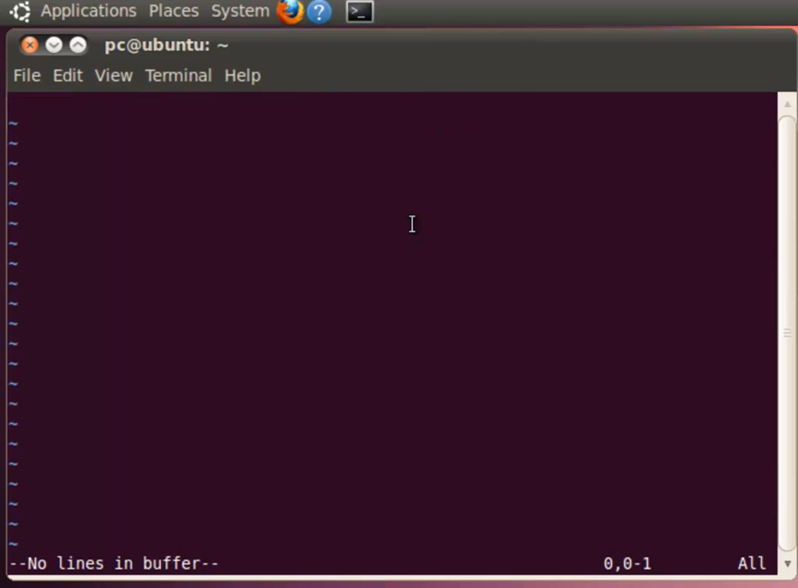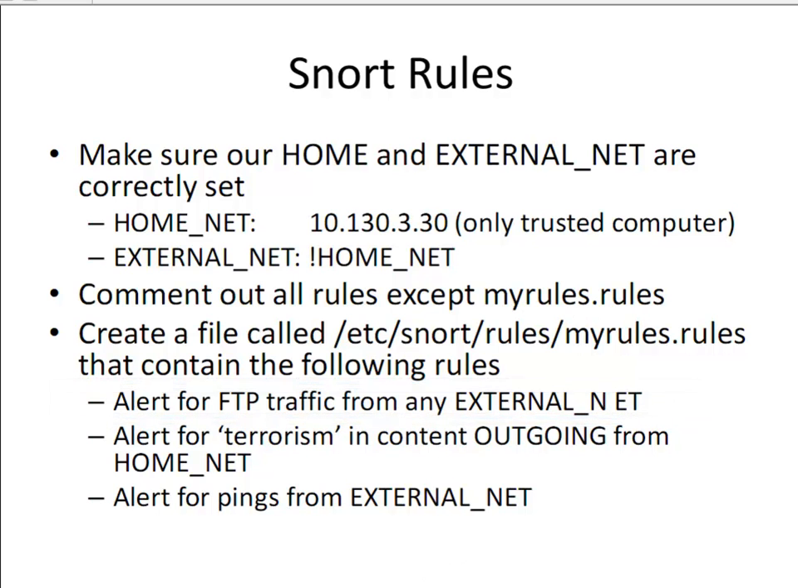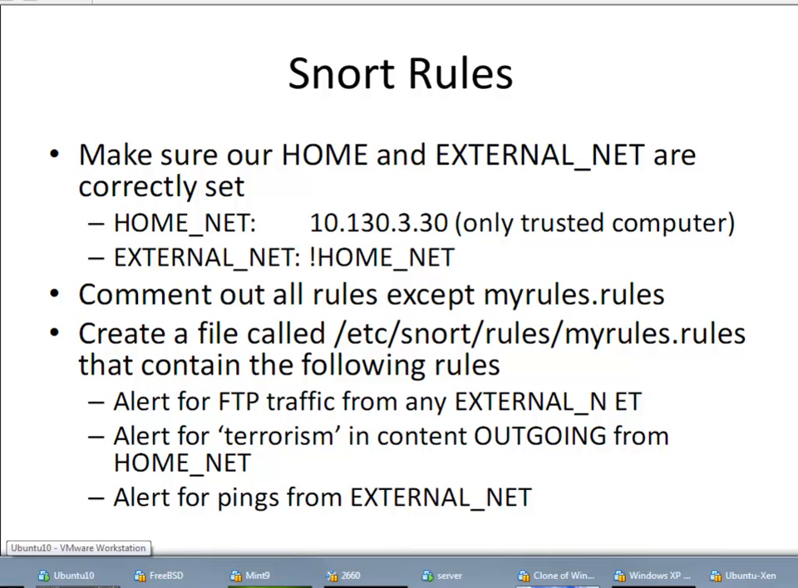It's an empty file. So let's create a comment that says these are my experimental rules. And let's switch back here and look at our first policy. We want to alert for FTP traffic coming in from the external net. And it just so happens that our Ubuntu 10 system has FTP running, and we don't want anybody from the external net coming in.